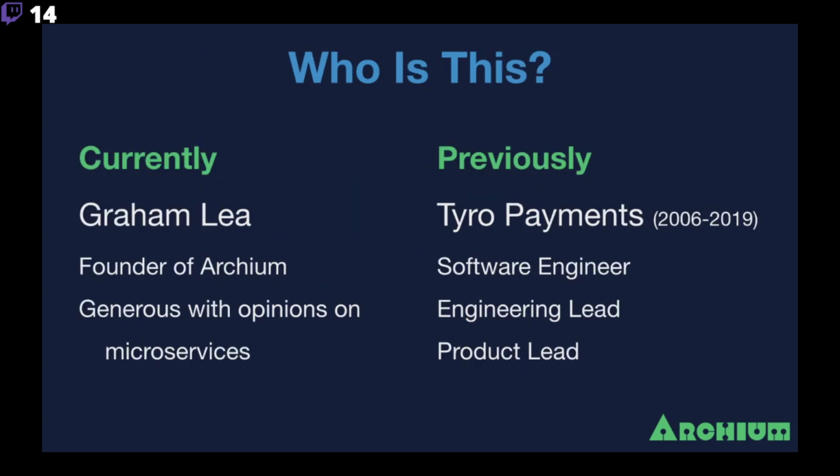Who is this bearer of bad news? My name's Graham Lee and I'm the founder of Archium. I'm known for being generous with my opinions on microservices, of which I have many. I was previously at Tyro Payments from the time they were about 30 people until a couple of months before they listed on the ASX last year. I did a bunch of different things there.